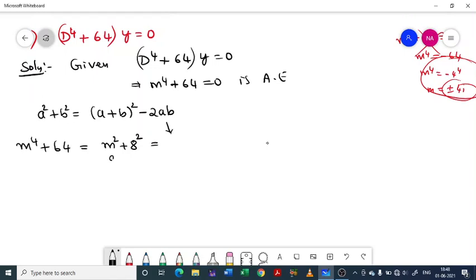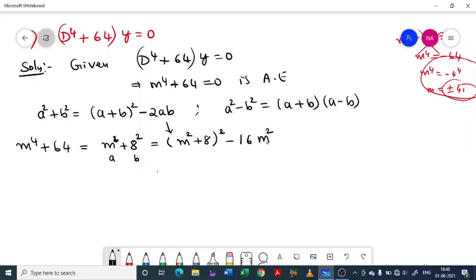In place of a you have m square, in place of b you have 8. So m power 4 plus 64 is m square plus 8 whole square minus 2 into m square into 8, that is 16 m square. Now before going to expand, you have to use the formula a square minus b square equal to a plus b into a minus b.